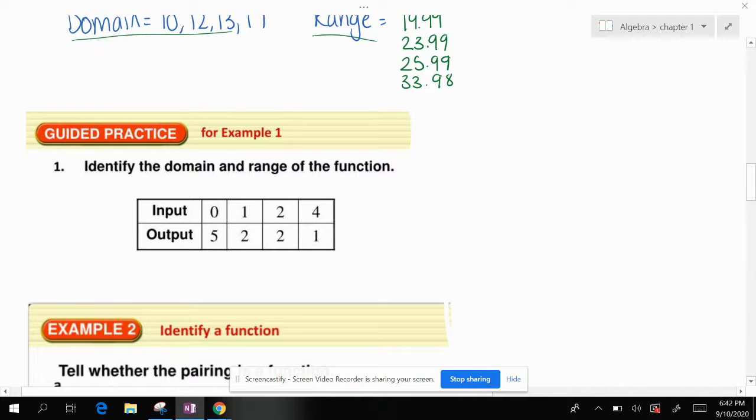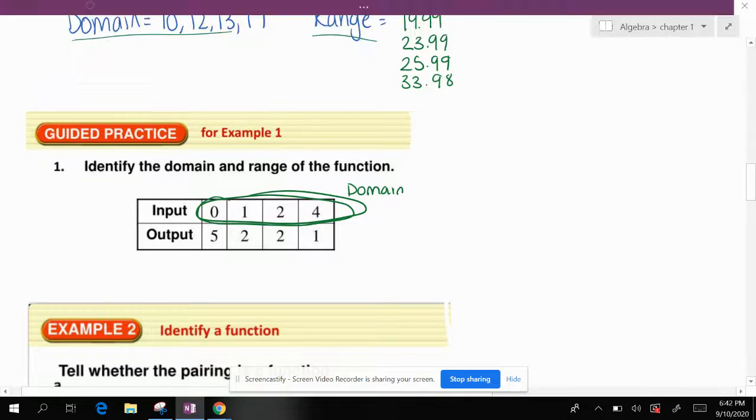Now, I want you to try. Identify the domain and range of this function. So what is the domain? And what is the range? All these numbers right here are the domain, 0, 1, 2, and 4. And all of these numbers, Christmas colors going on, are the range, 5, 2, 2, and 1.